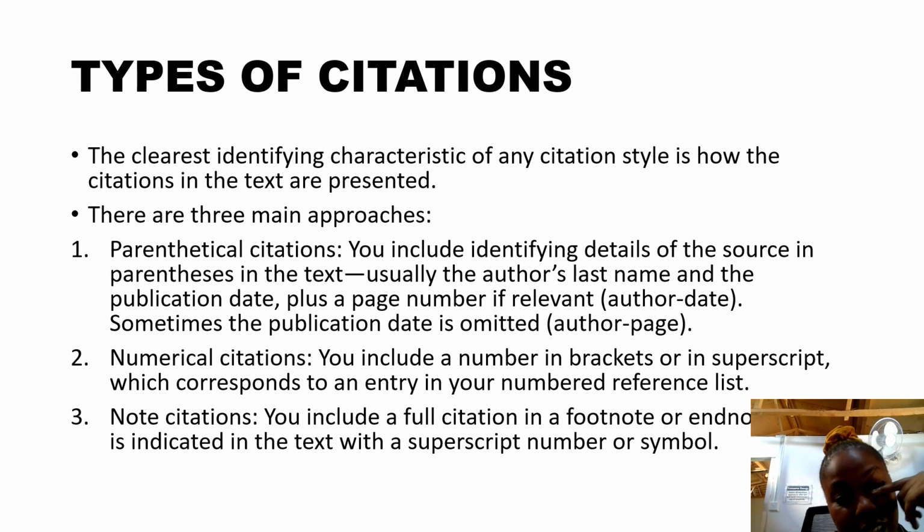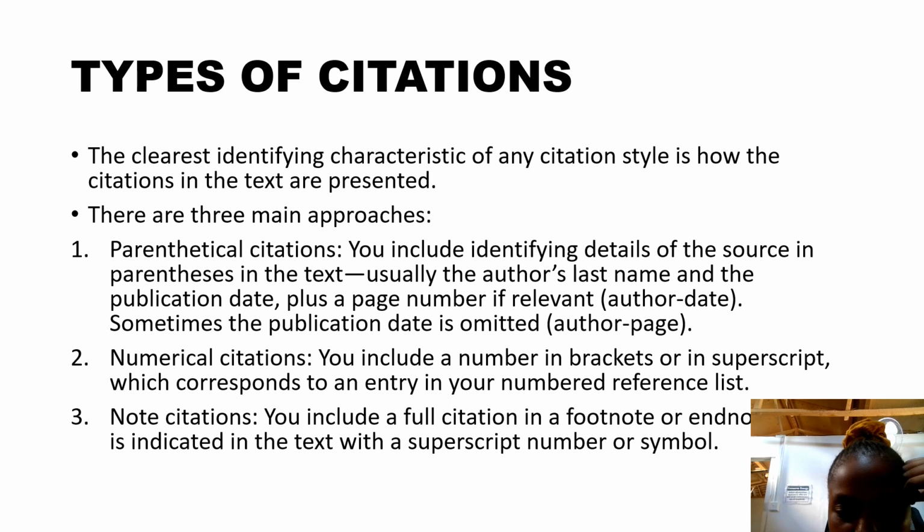Then the types of citation, we have 3 types, right? The 3 types of citations are parenthetical citations, numerical citations, and note citations. For parenthetical citations, you include or identify details of the source in parentheses in the text, usually the author's last name and the publication date.